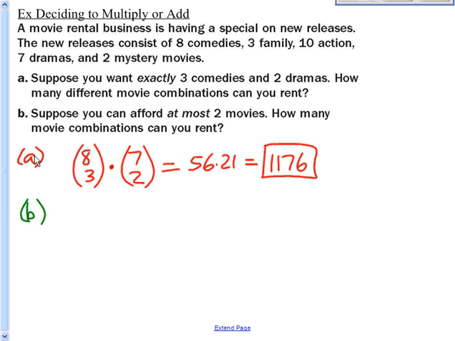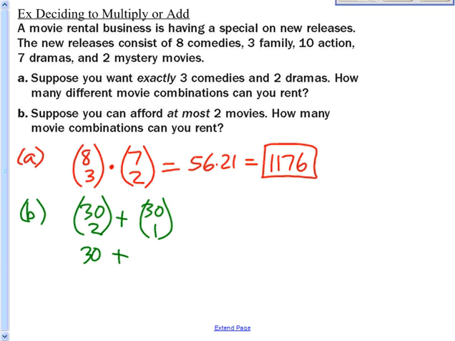That would be 30. There's 30 movies. So I could do at most 2. I could choose 2 from the 30 total movies to choose from. I'm just renting 2, it doesn't matter the genre here. Or I could choose 30 choose 1. So 30 choose 2 or 30 choose 1. I'm just going to add those 2 up, and that's how many ways you can rent at most 2 movies.